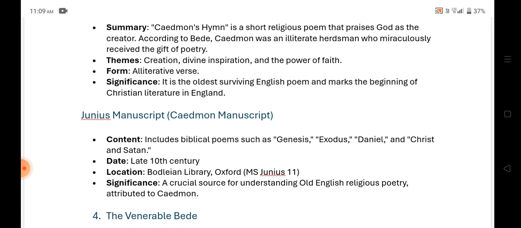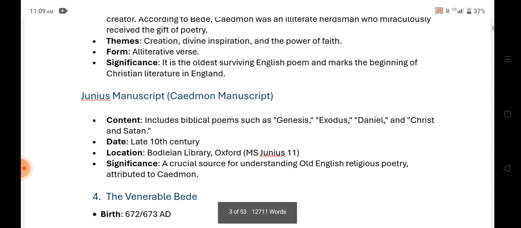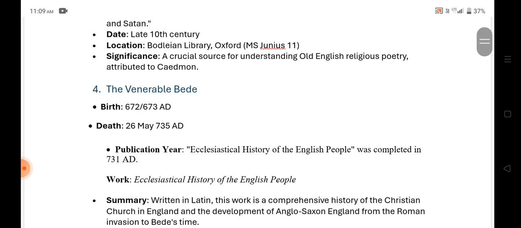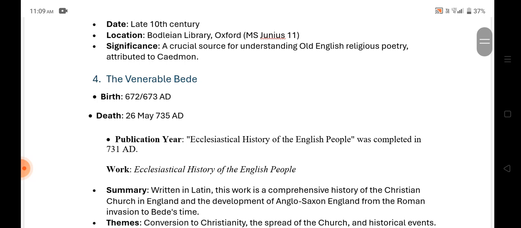Caedmon's poem is found in the Junius manuscript, and the Junius manuscript also includes poems such as Genesis, Exodus, Daniel, Christ and Satan. Date: between the late 10th century. It is a crucial source for understanding Old English religious poetry attributed to Caedmon. The next writer is the Venerable Bede, born around 672 or 673 AD, died on 26 May 735 AD.